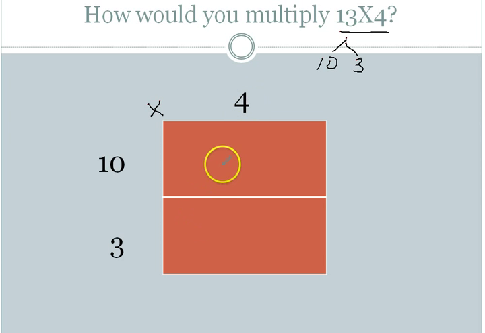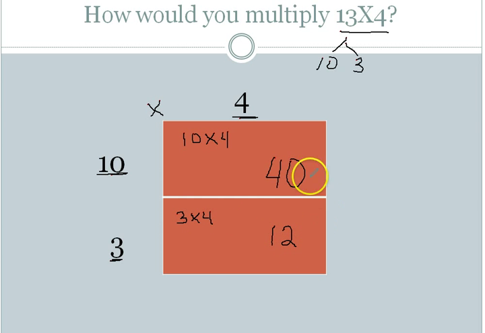So let's look at the top rectangle. What do you see over to the side? A 10. Very good. What do you see at the top of that one? A 4. So 10 times 4 gives me how much? Very good. 40. So in this box I have 40. Let's look at the bottom rectangle. Go to the left, right outside there. What do you see? 3 times, what's at the top? 4. So for this rectangle, I would do 3 times 4, which is 12.